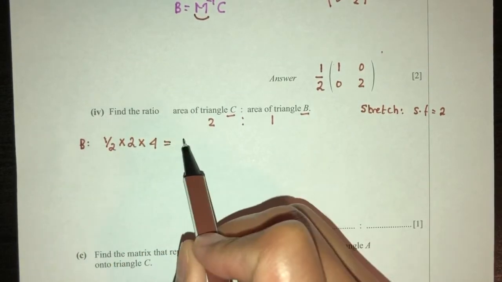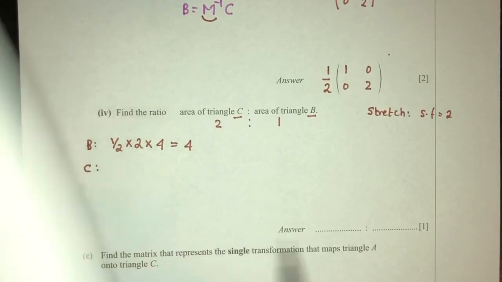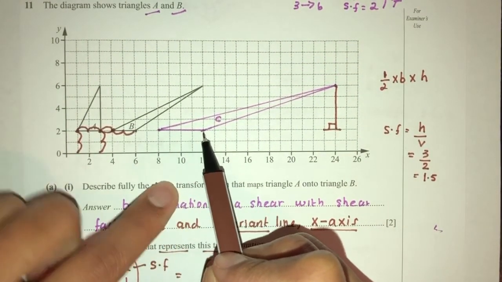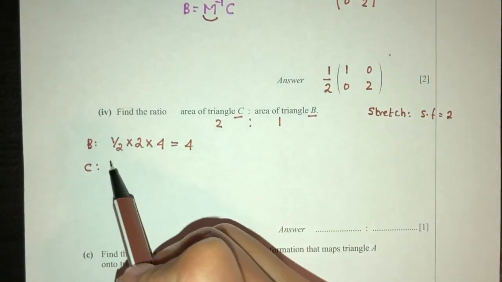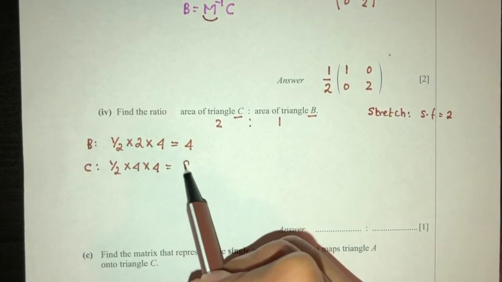So your value will be 4. Now for triangle C, we do the same steps. The base was 1, 2, 3, 4, and the height was 4 as well. So C was half times base times height. That should give you 8.